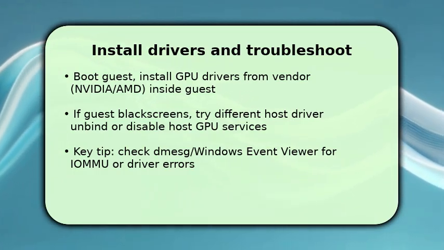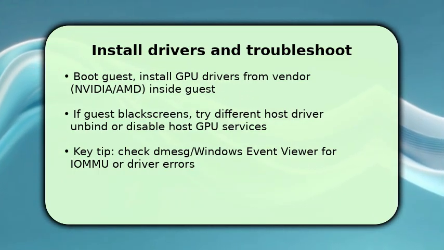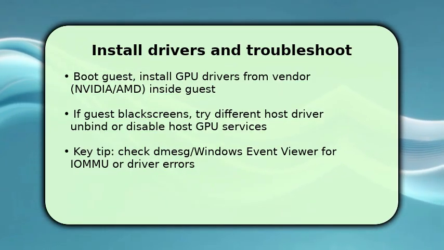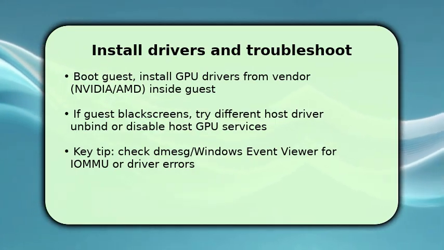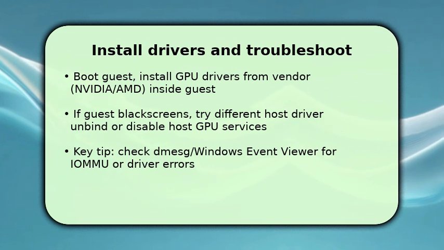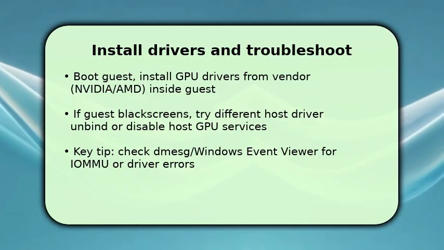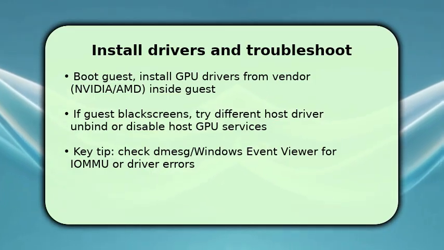If you encounter a black screen or device not found, unbind the GPU on the host again or stop host services that lock the card, then reattach. Make sure IOMMU is active. If problems persist, inspect dmesg on Linux or Windows Event Viewer for IOMMU, ACPI, or driver errors. Those logs tell you exactly what to fix next.